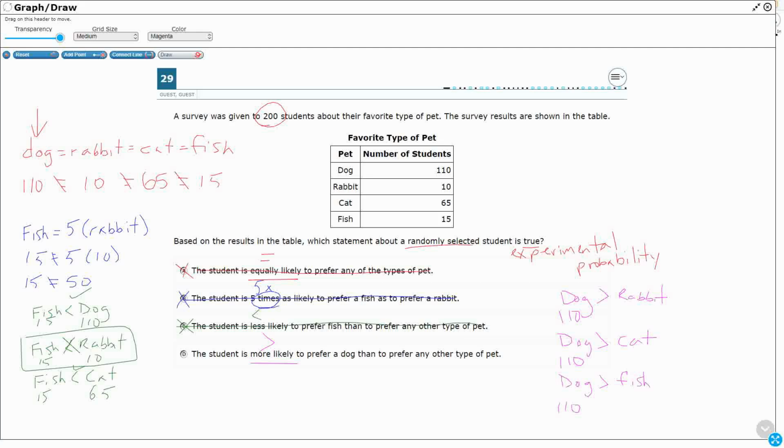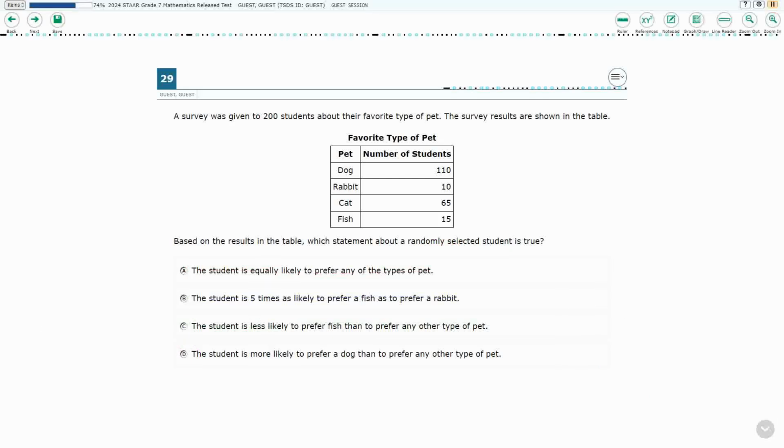So the dog is bigger than the rabbit of 10. Yes. Dog is bigger than the cat of 65. Yes. And the dog is definitely bigger than that fish of 15. So that is going to work. That statement is true, and our answer is D.